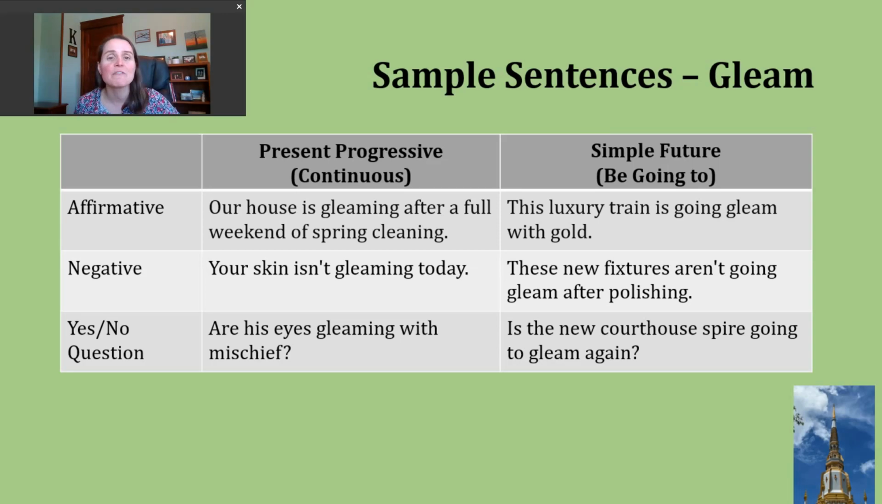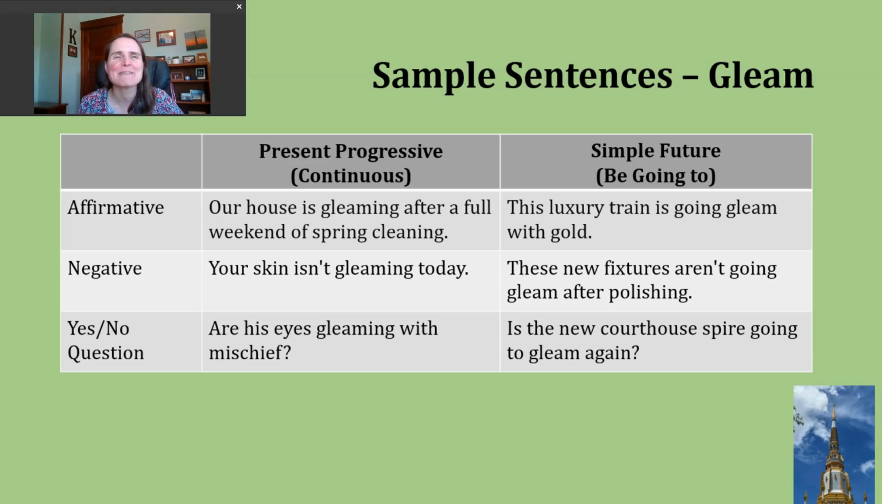An example of a present progressive sentence in the negative might be, your skin isn't gleaming today. Right? So maybe someone's a little sick, a little under the weather. Their appearance just isn't what it normally is. Okay, we'll see lots of examples of gleam as it relates to facial care and this idea that for many people, they sort of want to sparkle as they present themselves to others.